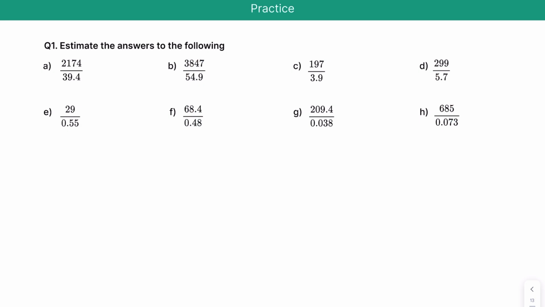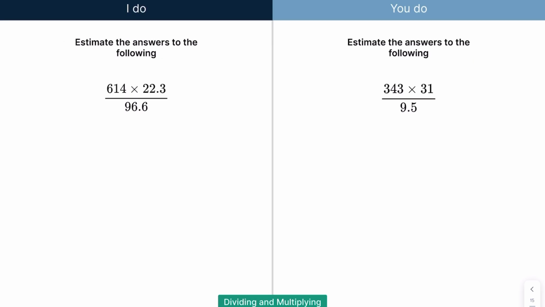So here's some practice questions for you to have a go at. Press pause and have a go. Here are the answers, mark your work. Now moving on. So this is combining both of what we've learned. So we'll start off by looking at the top, and then we'll do the bottom.